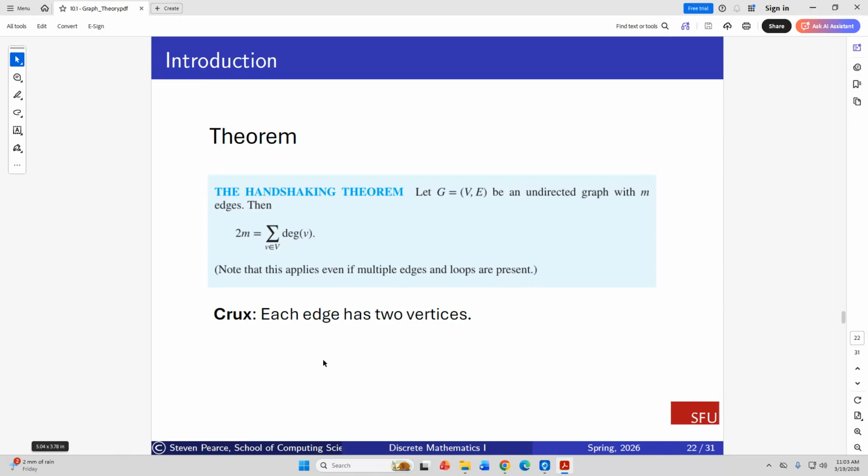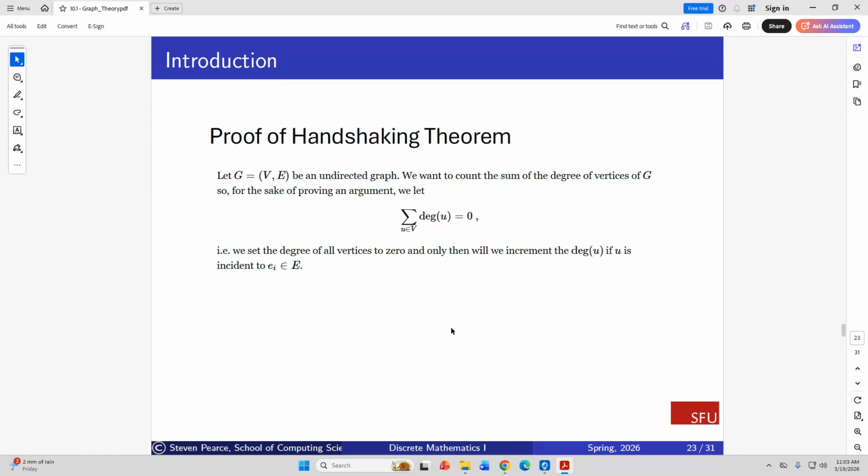Here's the crux. Each edge has 2 vertices. Like I said, each edge has 2 vertices. I started talking about it from the vertex point of view, but from the edge point of view, you can't have a dangling edge. It's kind of like a dangling modifier, if you know what that is. So here's the proof. It's very simple.